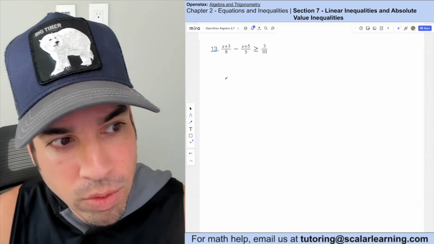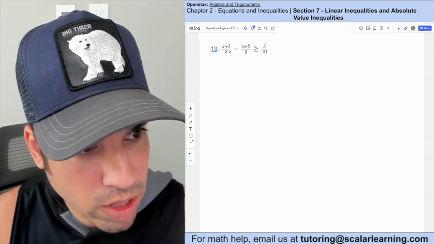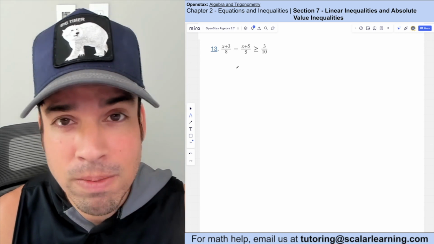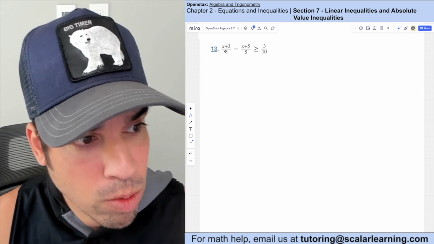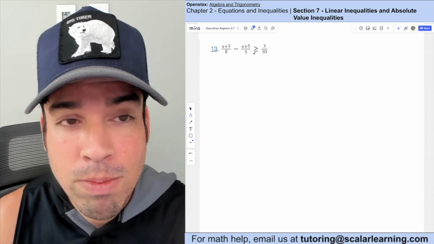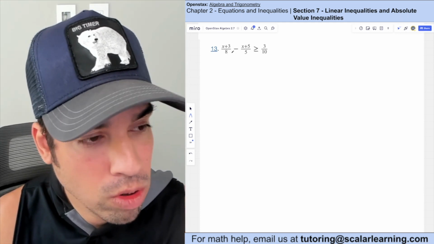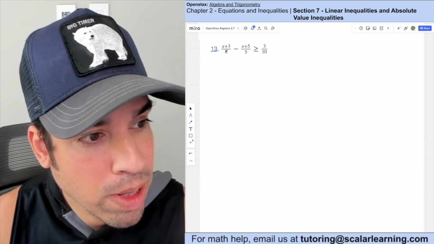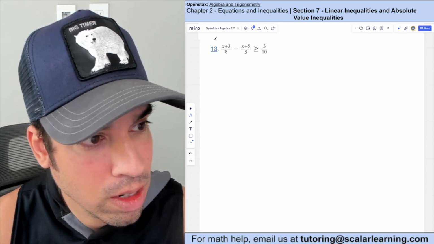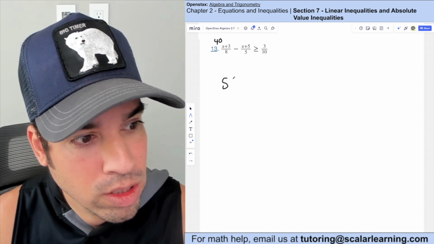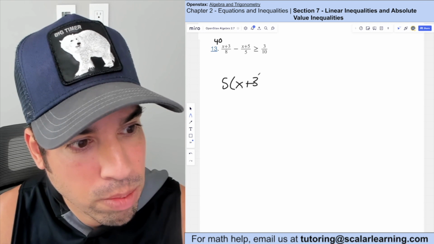Here I'm going to start by getting rid of the fractions. You notice we've got something over 8, something over 5, something over 10. So I want to multiply everything by the least common multiple of 8, 5, and 10, just so I don't have to deal with the fractions. So what I'm going to multiply by is 40, because 40 is divisible by 8, 5, and 10. So if I multiply this one by 40, right, up top, the 40 and the 8 are going to cancel out to a 5. So it's going to become 5 times x plus 3.